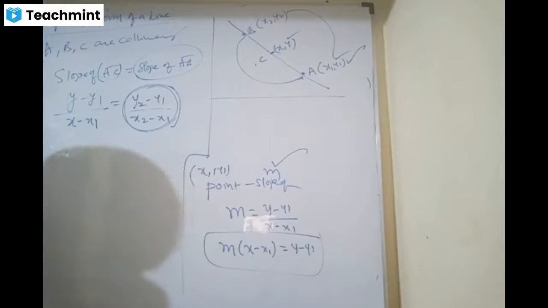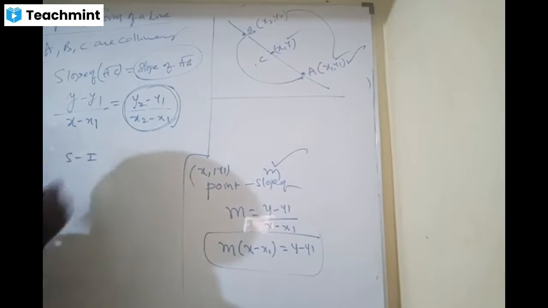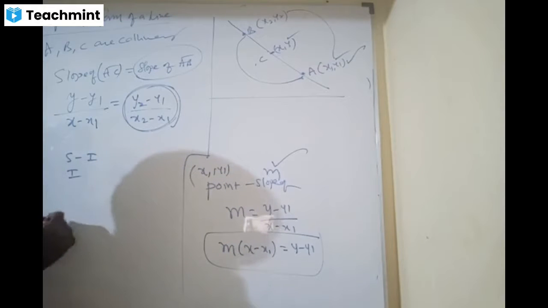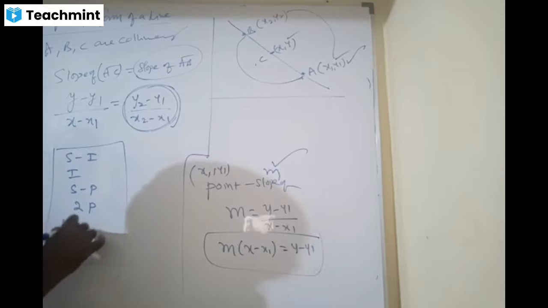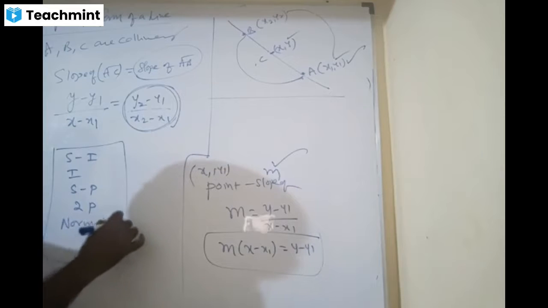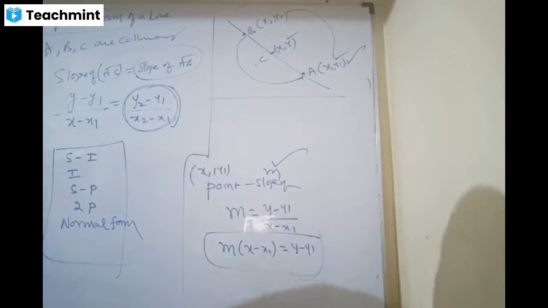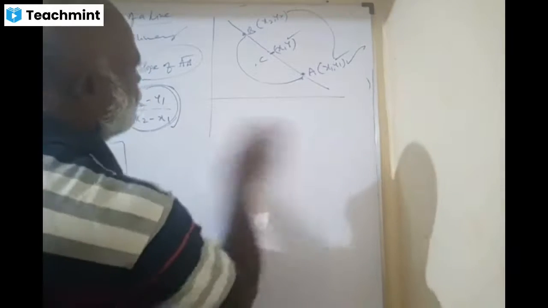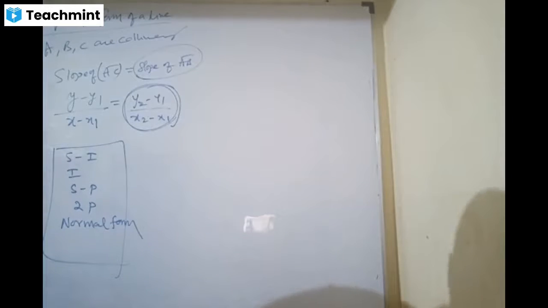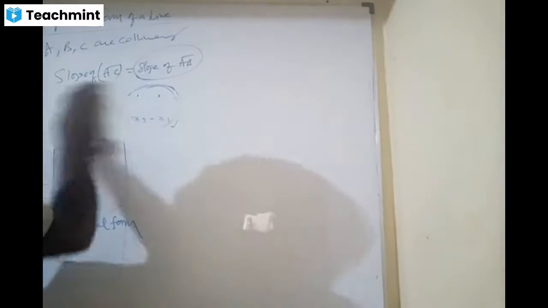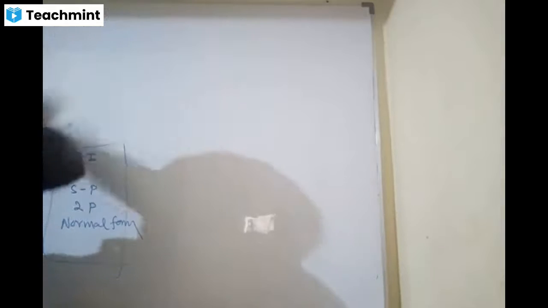See, you did slope intercept form, you did intercept form, you did slope point form, you did 2-point form. What is left out now? The last one is called normal form. Normal form. Right. The last one is the normal form, so let's complete that. It is a beautiful part, the toughest one.